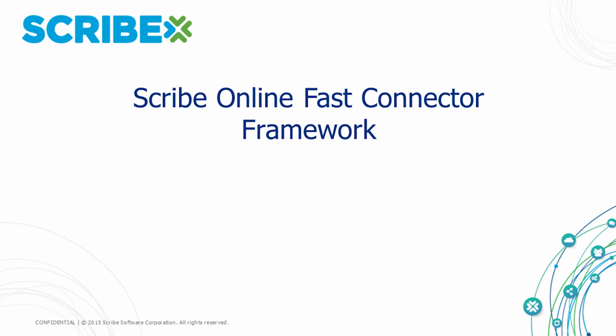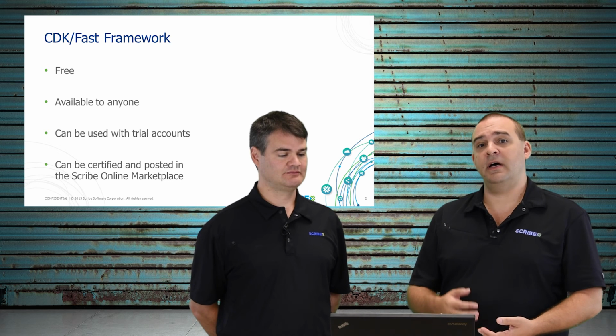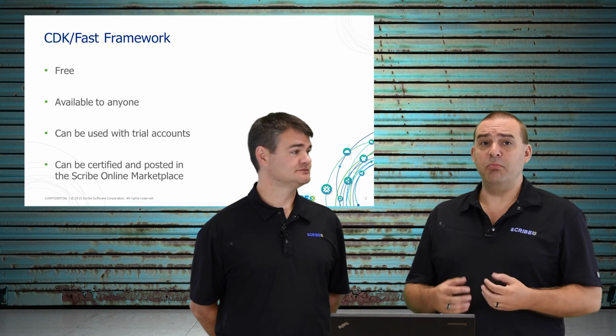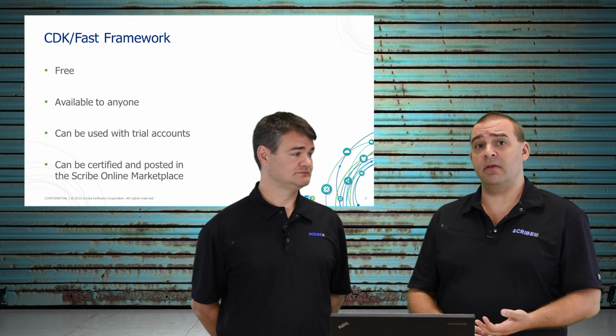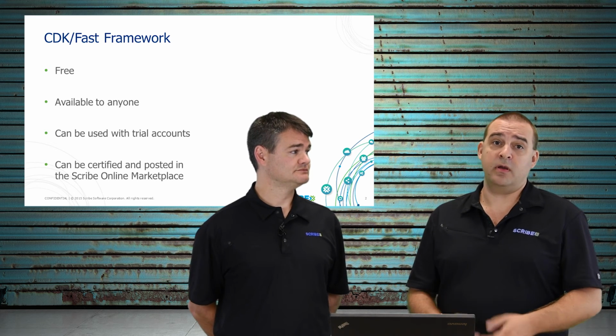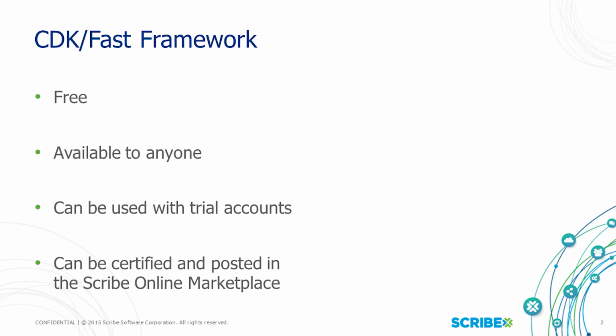Hello, I'm Joshua Solomon. I work for Scribe Software, and today's guest, we have Fuzz Schroeder, the author of the Fast Connector Framework. How you doing, Fuzz? Good. All right, so previously we talked about a couple of different ways that we can build connectors to work with Scribe Online. We have the Connector Development Kit, which we did talk about in depth, and we have the Fast Framework. Both are free. Both are available to anyone who uses the Scribe Online platform, and whether you build a connector in either one, they can both be certified and used in your organization in Scribe Online.